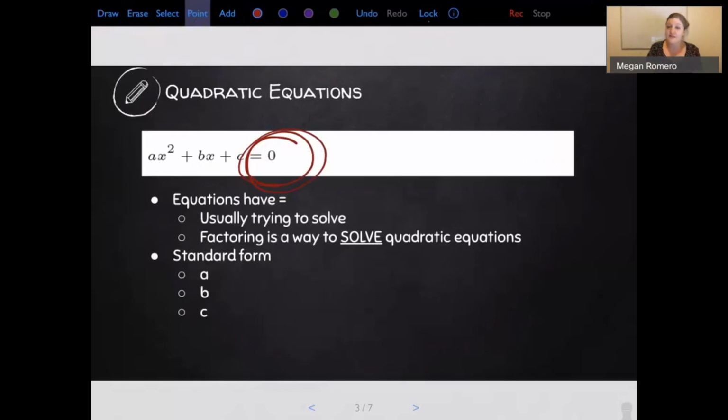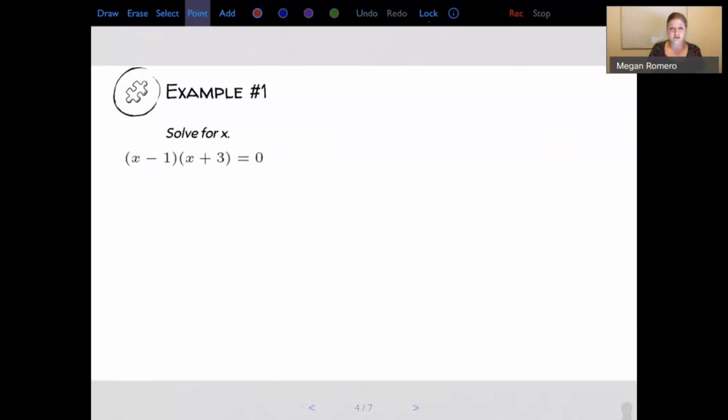Factoring, however, is a way to solve quadratic equations, or it's one of the methods that we'll go over to solve quadratic equations. And again, we have our standard form, where a is the coefficient of x squared, b is the coefficient of x, and c is the constant. Example 1, solve for x.